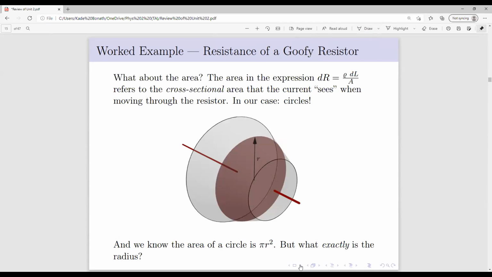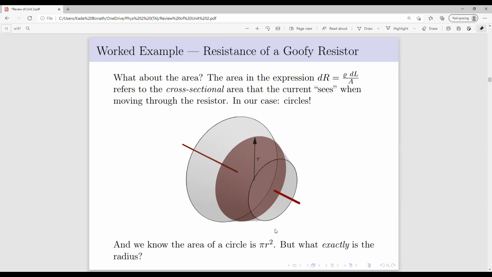Another way to represent this is thinking about the cross-sectional area that the current will see, or what it will be progressing through as it goes across the shape. What we can represent there is taking consecutive slices of this object perpendicular to how the current is actually progressing through the object.